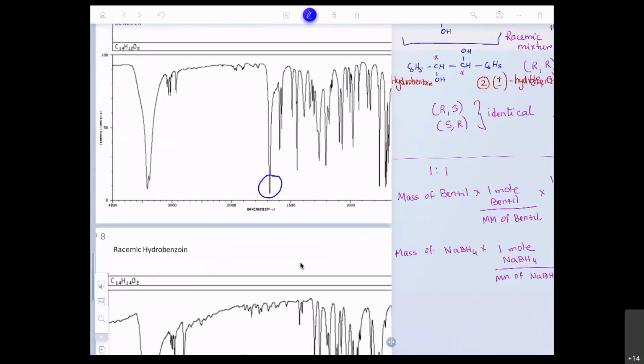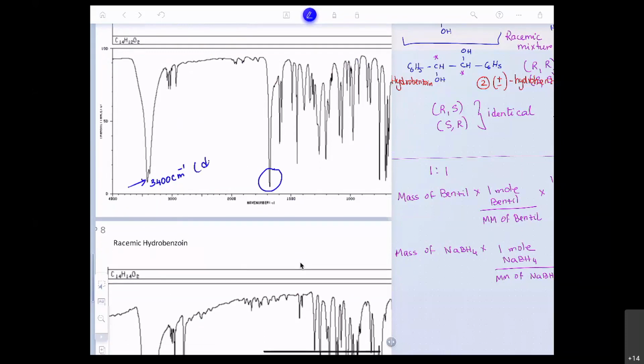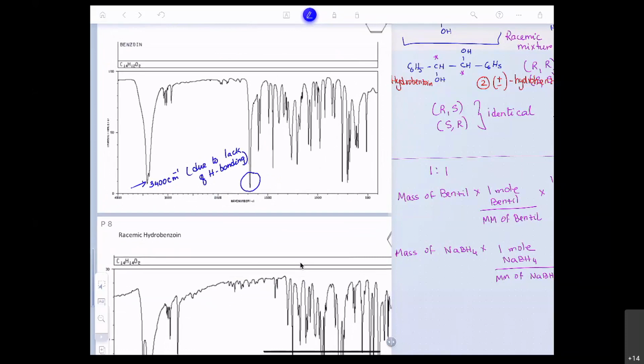And this one is at 3400 wave numbers. It's not like your typical hydroxyl. This is a little bit sharper, maybe due to hydrogen bonding or lack of it. Actually, the sharper one is a lack of hydrogen bonding, because typically hydroxyl groups are hydrogen bonded, and that makes it more polar, and you get a broad peak. You don't get such a broad peak, that means you don't have hydrogen bonding. And that's your hydroxyl, that's your carbonyl at 1700 wave numbers, that's your partial reduction.